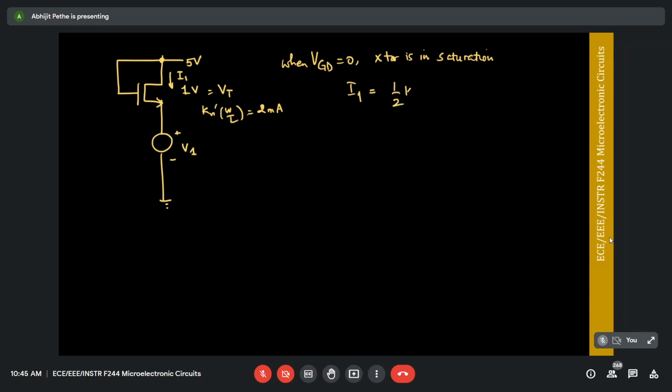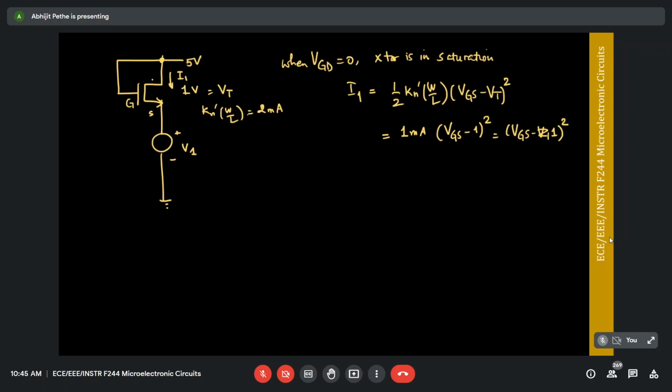So now when VGD is 0, the transistor is in saturation, so at any point, I1 is given by half Kn prime W by L times VGS minus VT the whole square, because I said lambda is 0, right? Half Kn prime W by L is 2 milliamp, so half this becomes 1 milliamp. So 1 milliamp times VGS minus 1 the whole square.